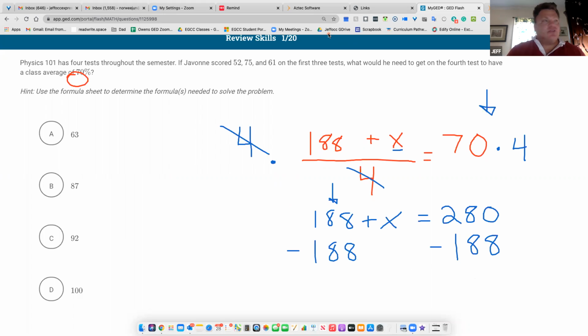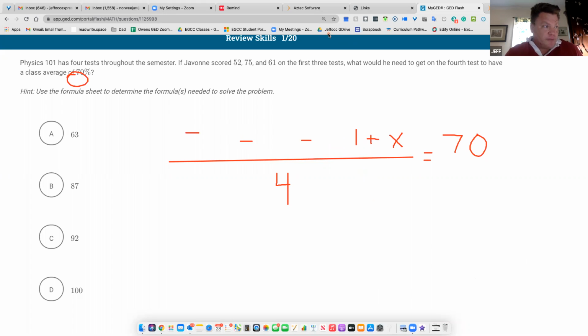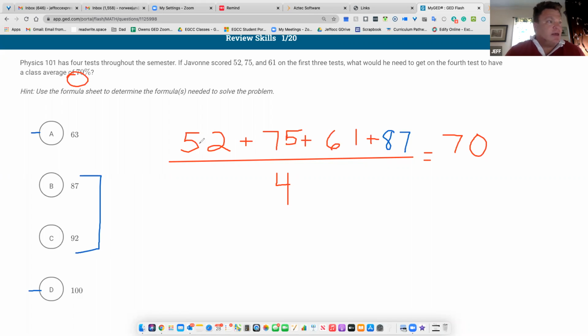If our brain is fried and we can't think, man, I got to do all that reverse algebra and all that other stuff. Here is one thing we can do. Put the answer on trial. If the answers are lowest to highest, pick one of the middle ones and go 87. If I put in 87 here, then added all those numbers up and divided by 4. Well, shoot, let's just do it.